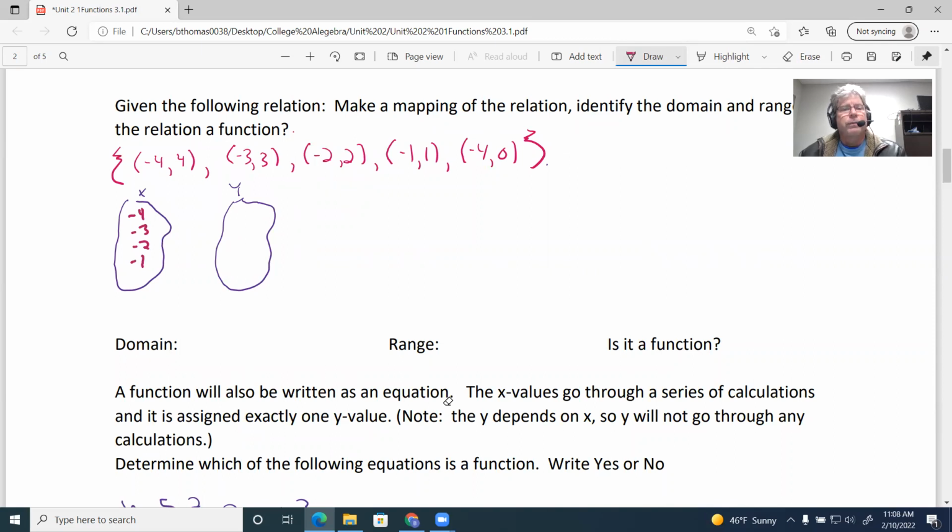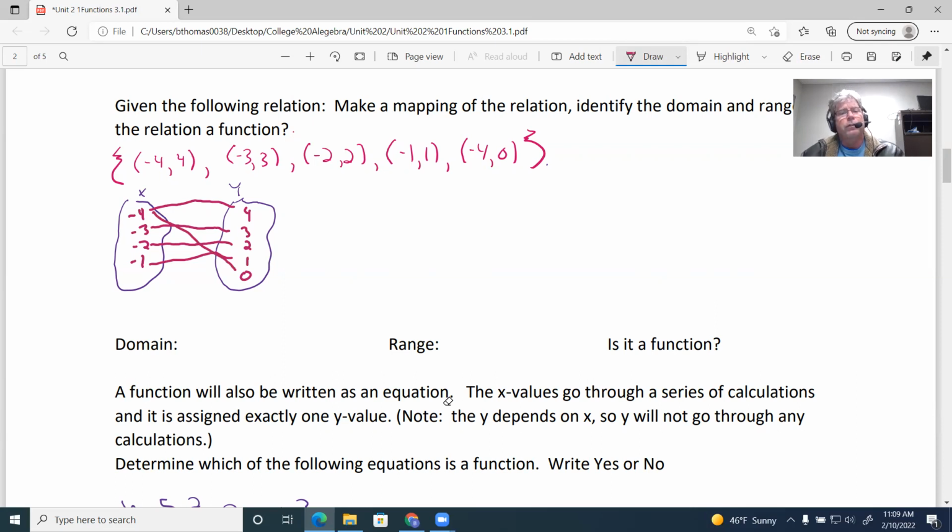And over here I have the range, which is going to be a 4, a 3, a 2, a 1, and a 0. So now those repeated. So I have this -4. Notice how it's mapped to, or assigned, a 4. The -3 is assigned the 3. The -2 is assigned a 2. The -1 is assigned the 1, but the -4 is also assigned a 0.